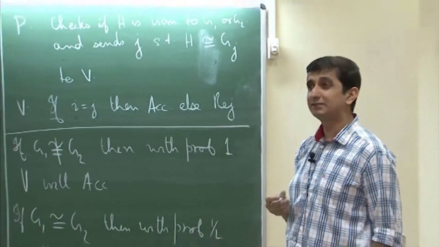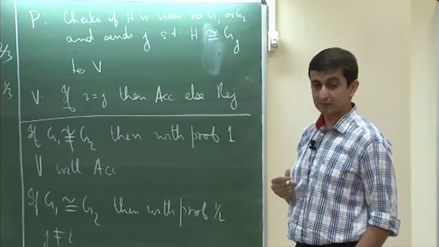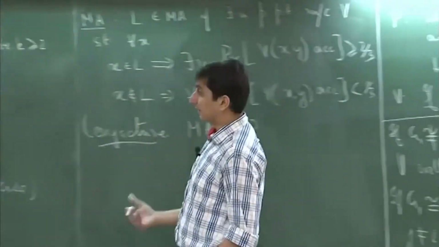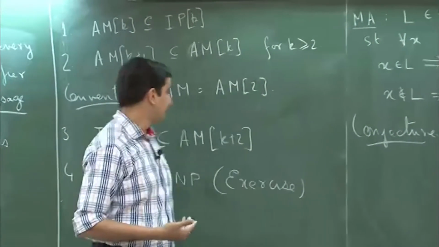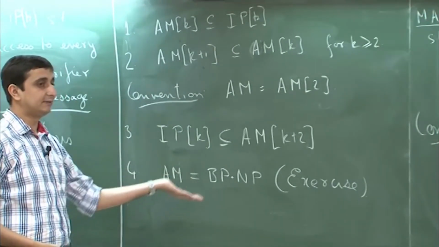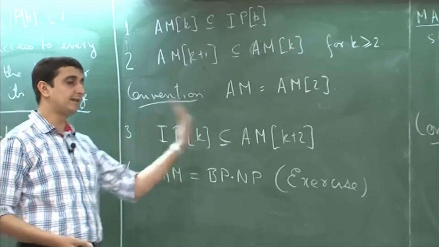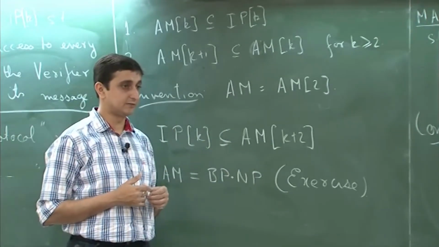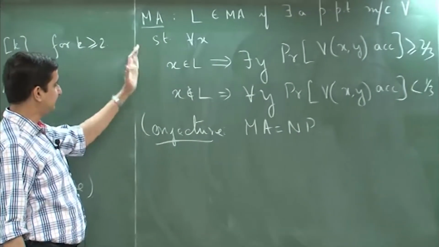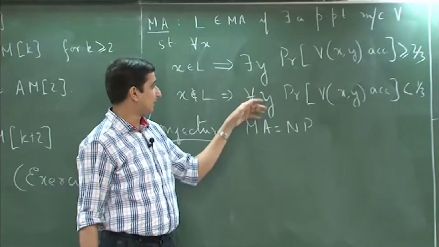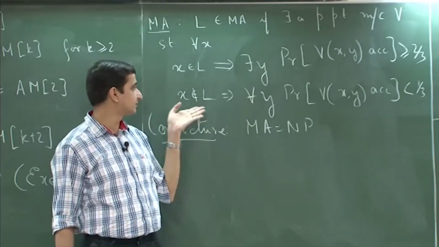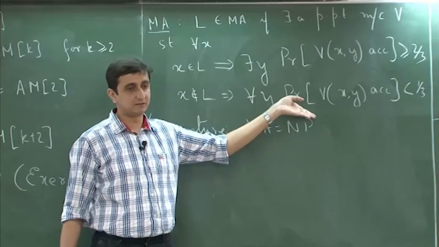BP dot NP is separate, because BP dot NP is again seemingly more powerful, because what is happening in AM2 is first the verifier does something, then it asks a question, and then depending on the answer it decides to accept or reject. But here this clearly has lesser power, because this y does not depend on a question that the verifier asks. This is just some string which Merlin decides to send to Arthur.